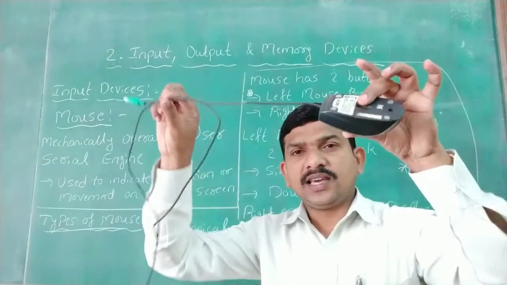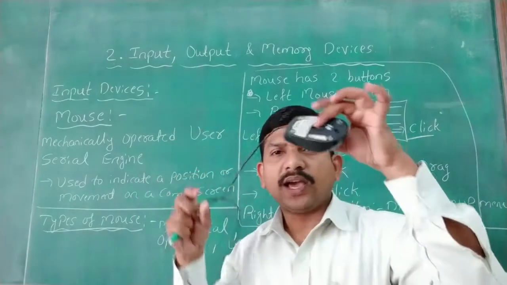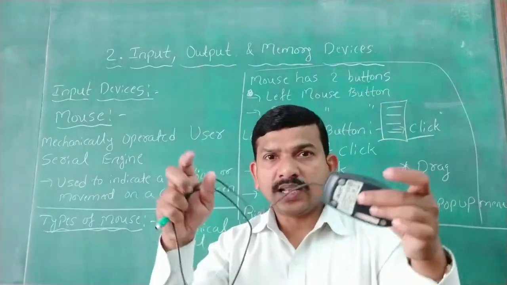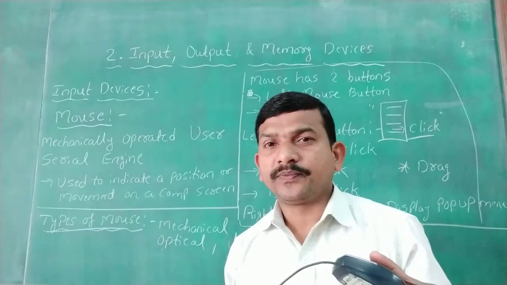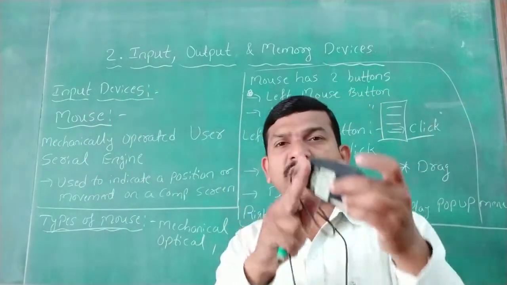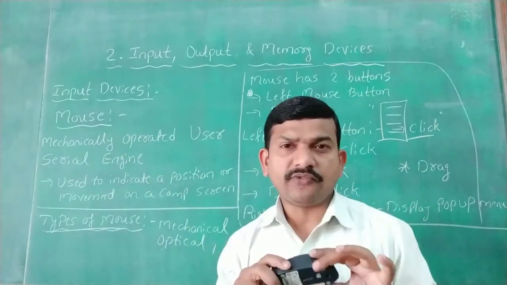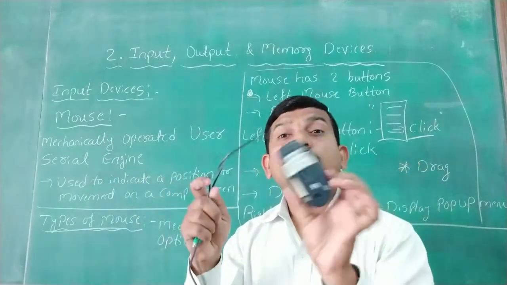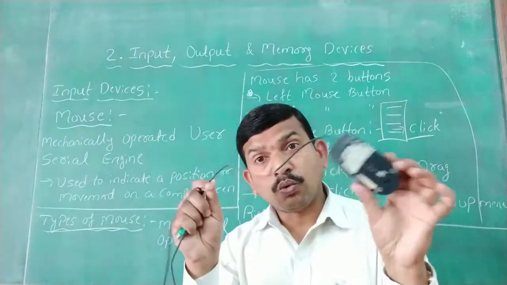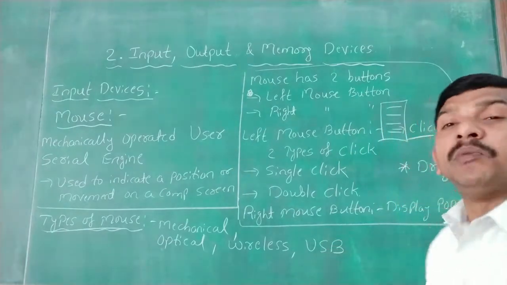Wireless means here there is a wire. If you remove this wire, there is a wireless mouse. But if you cut the wire, it does not become wireless. The wireless mouse is different only. You take this mouse and cut the wire, it does not become a wireless mouse. Is it clear? Means without wire. Nowadays a without-wire mouse is also available. That is wireless. Then USB mouse.